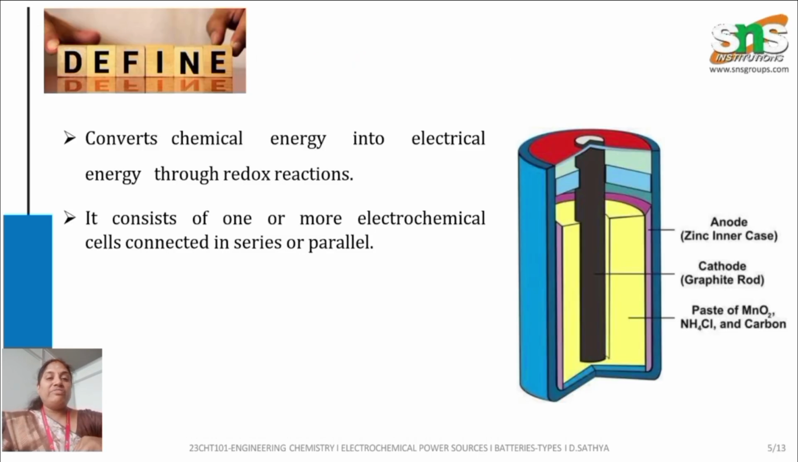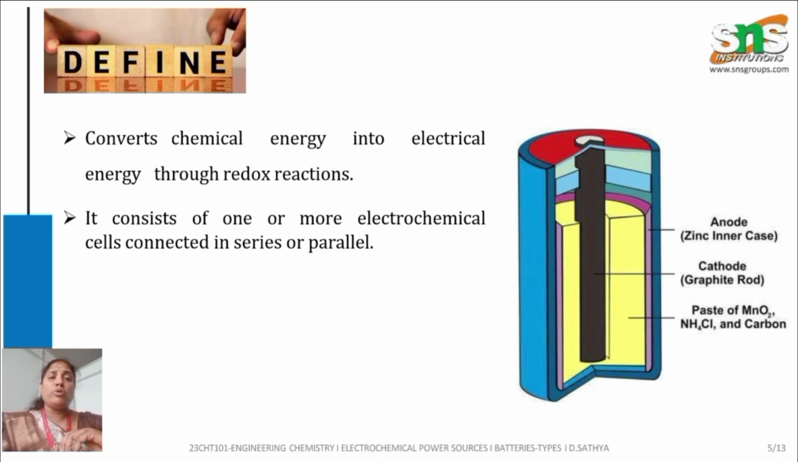So the next one, define. The battery is a chemical reaction. Inside the batteries, the chemical energy is converted into electrical energy through the redox reaction. Redox reaction means, as we already know, oxidation and reduction. So the chemical energy is converted into electrical energy through the ion movements from anode to cathode.